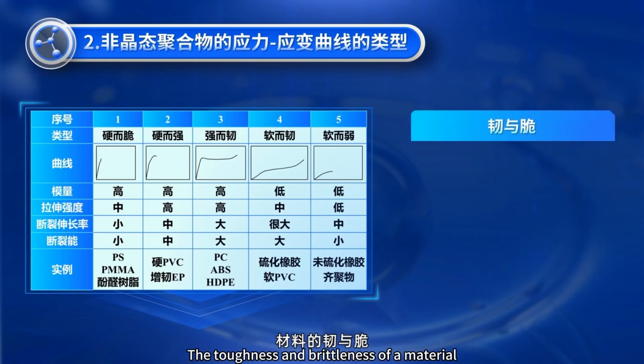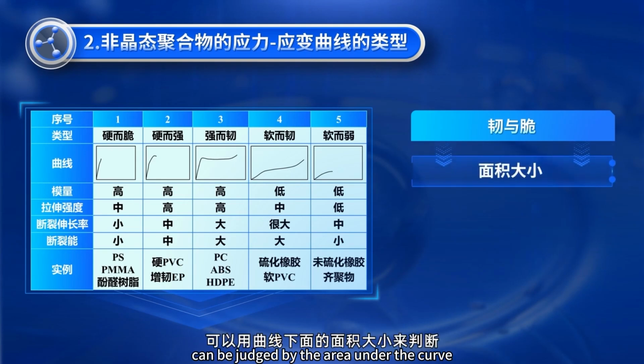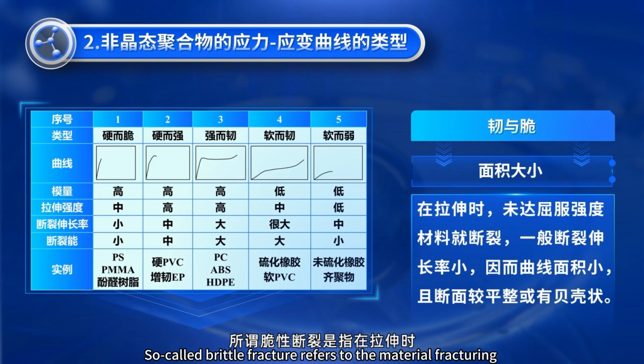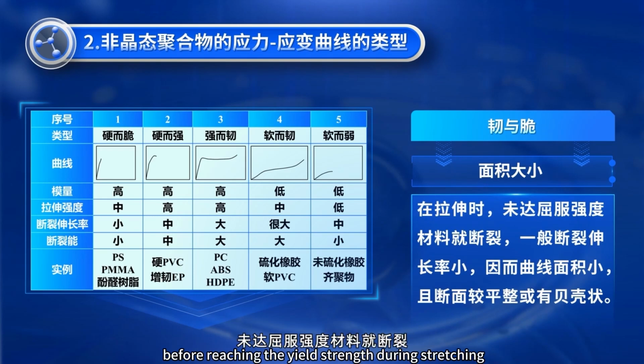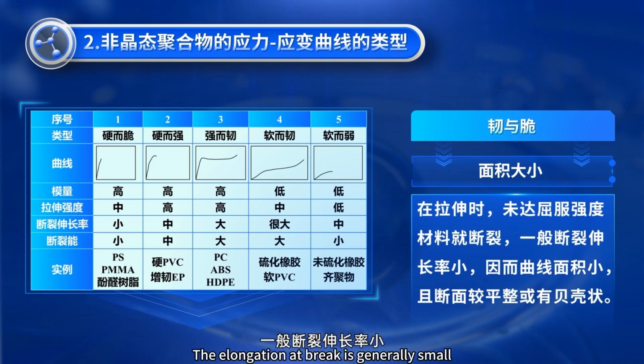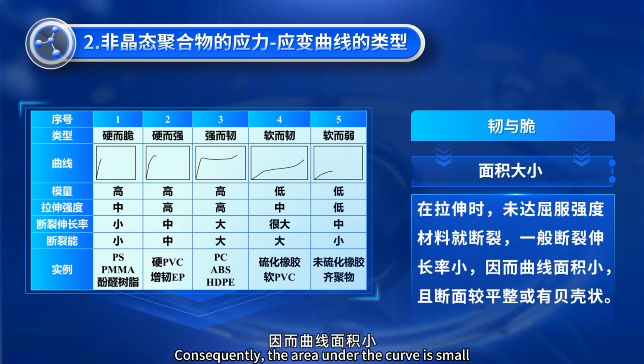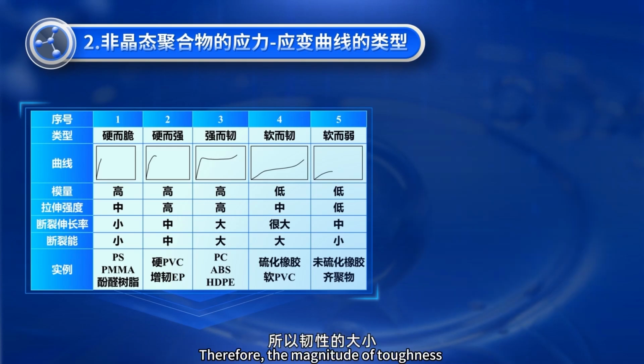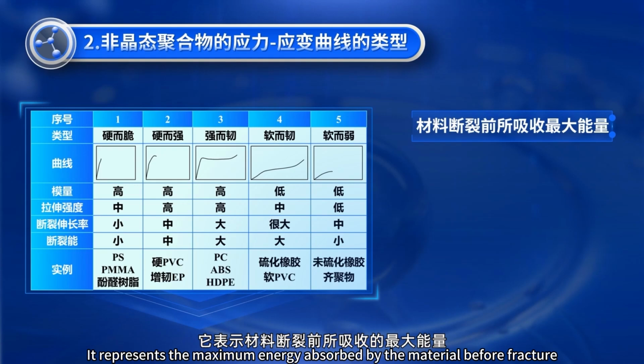The toughness and brittleness of a material can be judged by the area under the curve. So-called brittle fracture refers to the material fracturing before reaching the yield strength during stretching. The elongation at break is generally small. Consequently, the area under the curve is small, and the fracture surface is relatively flat or has a conchoidal appearance. Therefore, the magnitude of toughness can be measured by the area under the curve. It represents the maximum energy absorbed by the material before fracture.